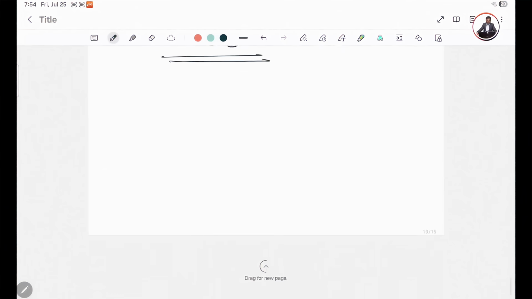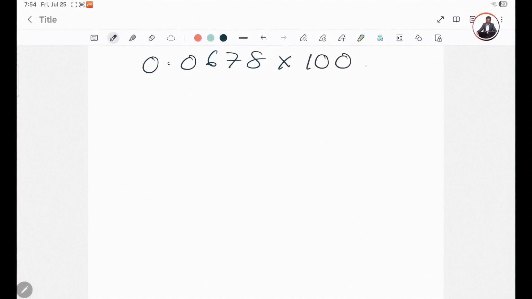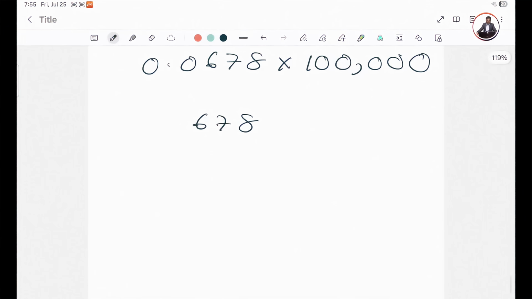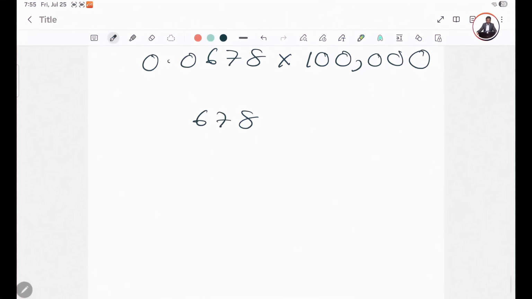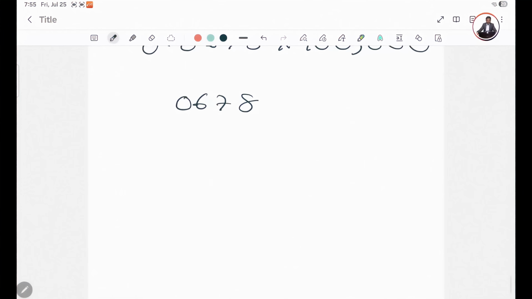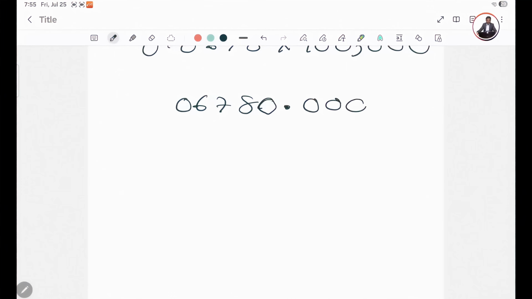Right, again one more example, 0.0678 times 100,000. Right, write the number 678, 1, 2, 3, 4, 5 times to the right, and 0 here, and then 1, 2, 3, 4, 5 we don't have, keep 0 here, and dot, after that, as many zeros as you want.